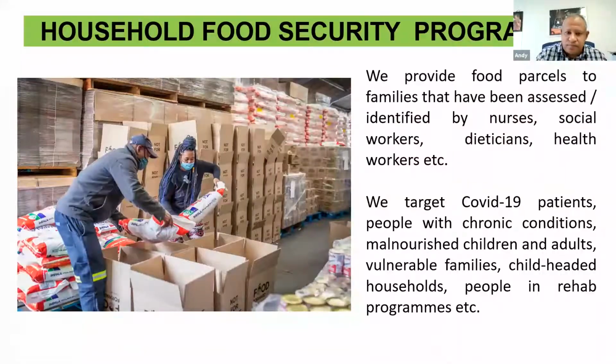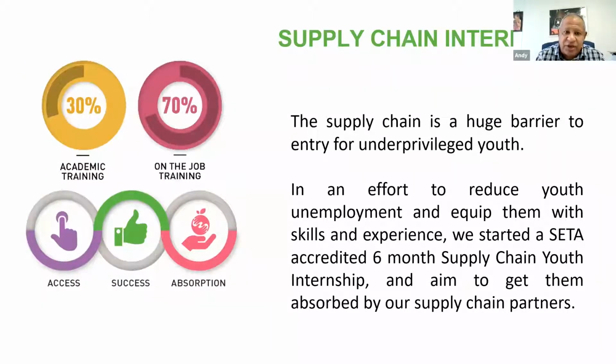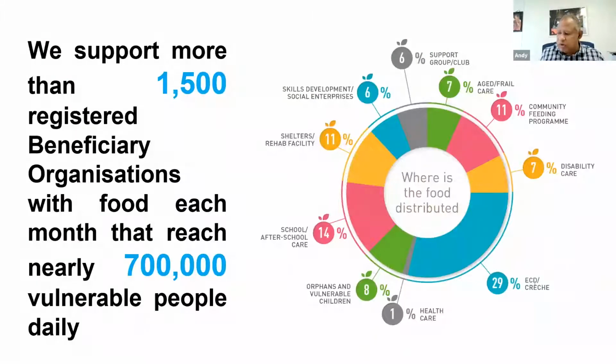We also operate a school breakfast program in partnership with Kellogg's Foundation and Pioneer Foundation or PepsiCo Foundation, where we're supporting 50,000 learners across the country with school meals, as well as in identified creches. And we've got our own accredited supply chain youth internship, where we take in interns across the country, and once they complete their 6-month internship, we provide them with employment. We support roughly 1,500 registered beneficiary organizations with food each month, and collectively they're reaching roughly 700,000 people across the wagon wheel of those various categories you see on the right-hand side.